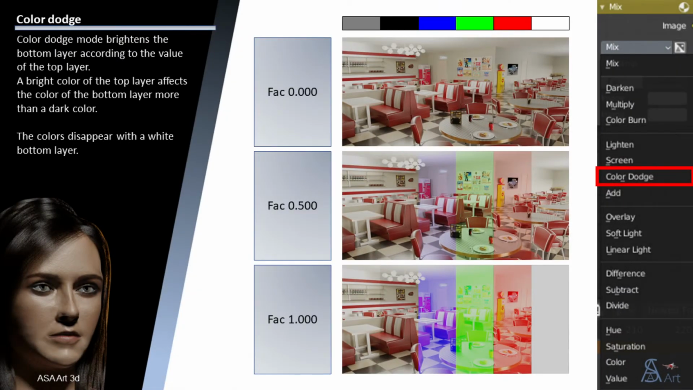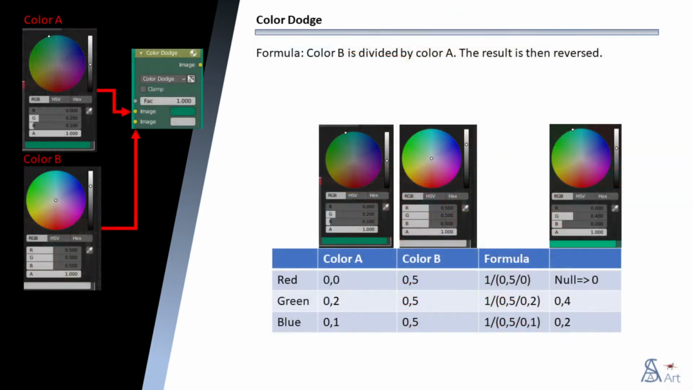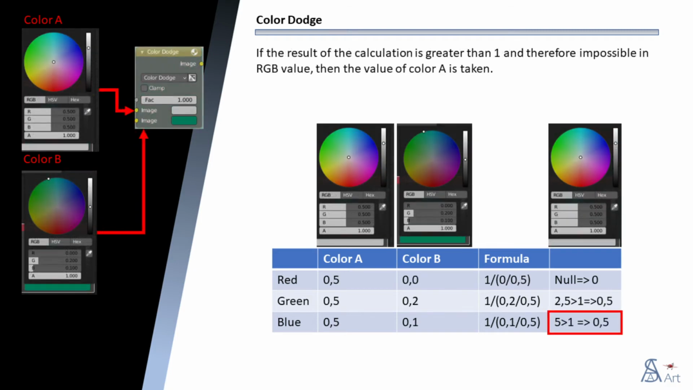The color dodge mode brightens the bottom layer according to the value of the top layer. A bright color of the top layer affects the color of the bottom layer more than a dark color. The colors disappear with a white bottom layer. The formula is the following: color B is divided by color A. The result is then reversed. Please note that if the result of the calculation is greater than 1 and therefore impossible in RGB value, then the value of color A is taken.